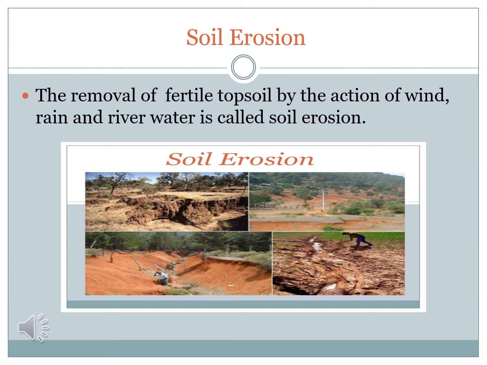So this topsoil is carried away by strong wind and running water. And this process of removal of fertile topsoil by the action of wind, rain, or river water is called soil erosion.